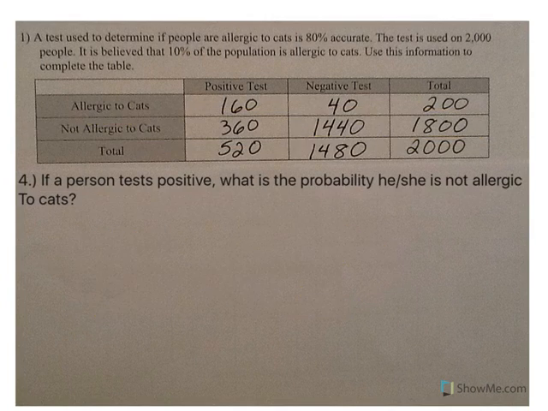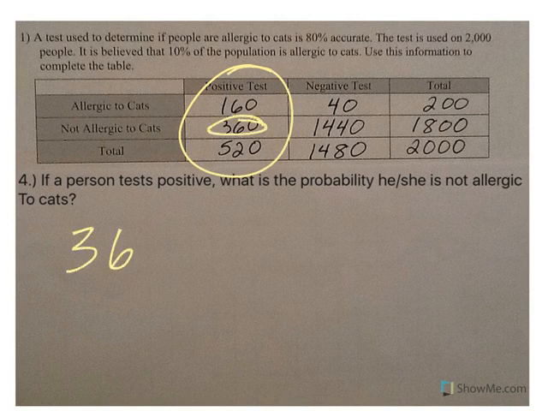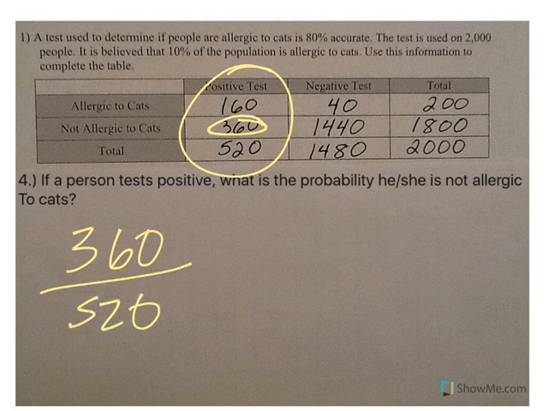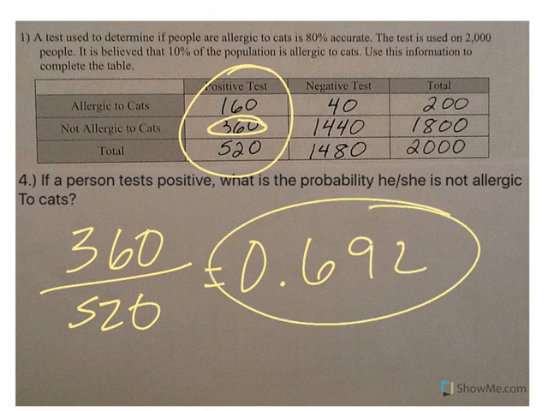And the last question in this video, if a person tests positive, we're back to here. What is the probability that she's not allergic? So we're looking at 360 over 520. This is the complement of number 1, and this is 0.692. This is called a false positive, because you tested positive, but it's wrong. And that is your first video on false positive, false negative.